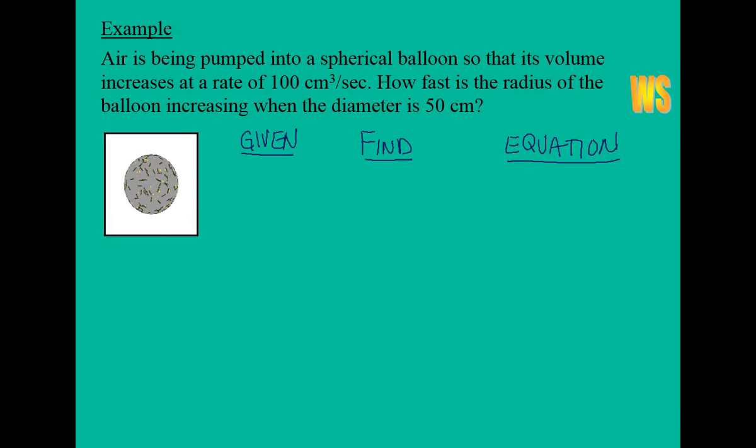So the given information in this problem, it says air is being pumped into a spherical balloon so that its volume increases. So I'm going to represent the volume of the balloon as V. So V is the volume. So the rate of change of the volume, I would say, is dV/dt. That's the rate of change of the volume. And it says the rate of change of the volume is 100 cubic centimeters per second.